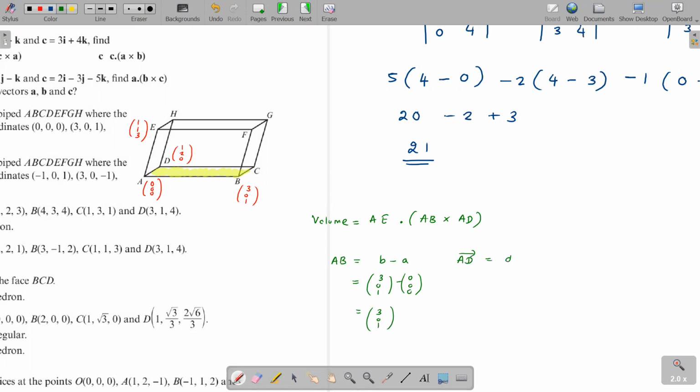AD is D minus A. So D is (1, 2, 0) minus A, which is (0, 0, 0). So (1, 2, 0). AE is E minus A. E is (1, 1, 3) minus (0, 0, 0).